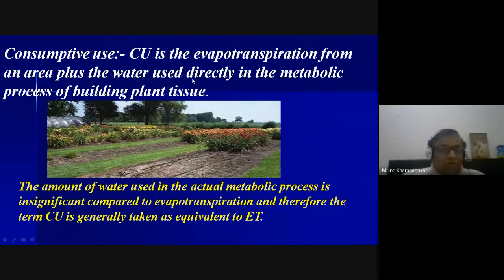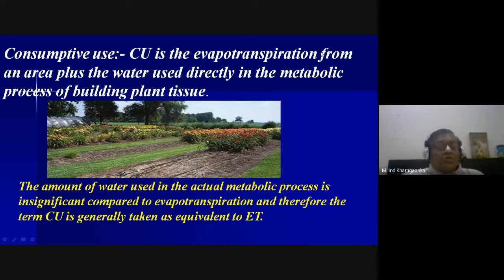So in the same way, the plant also uses some metabolism that takes place in the plant body, and the plant grows. छोटा सा प्लांट रहता है पहले, बड़ा होते होते एकदम आकाश में चला जाता है, इतना बड़ा होता है. तो वो प्लांट टिश्यू बढ़ते हैं, तो वो बढ़ने के लिए भी उसको पानी की जरूरत पड़ती है. So consumptive use is nothing but the evapotranspiration.